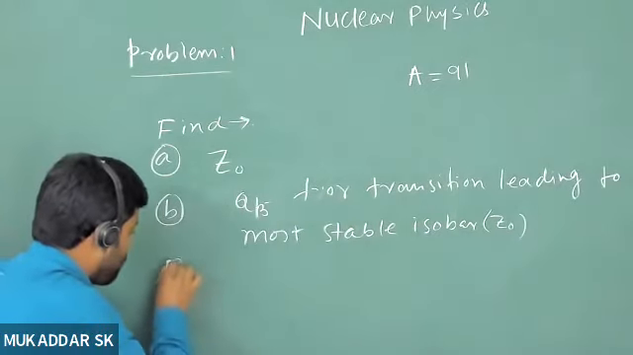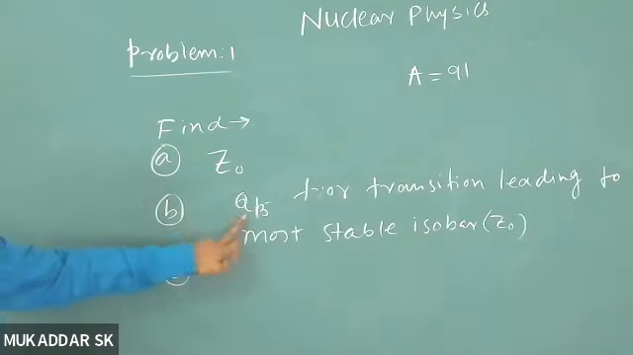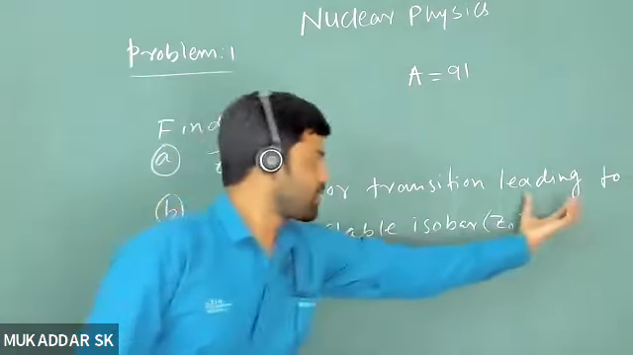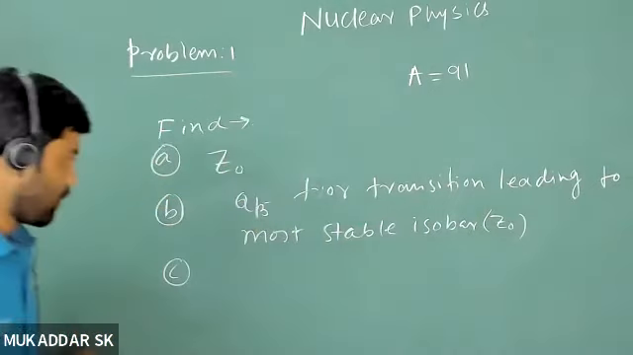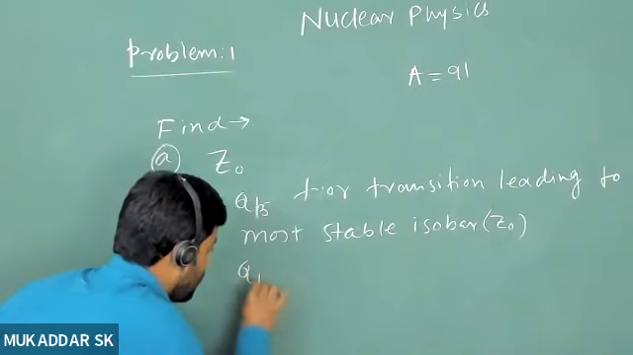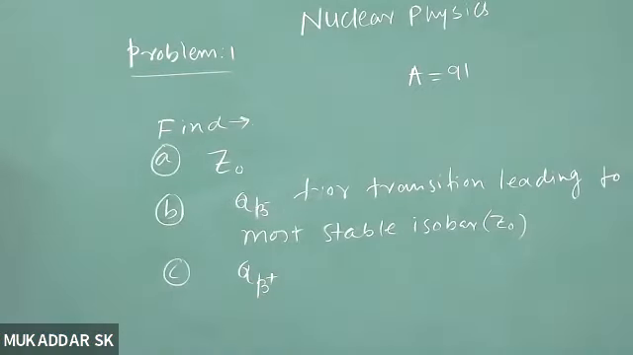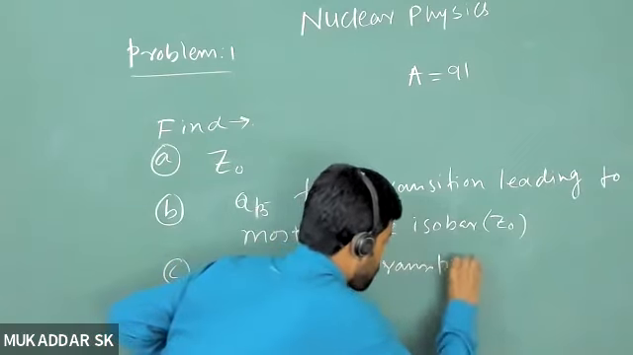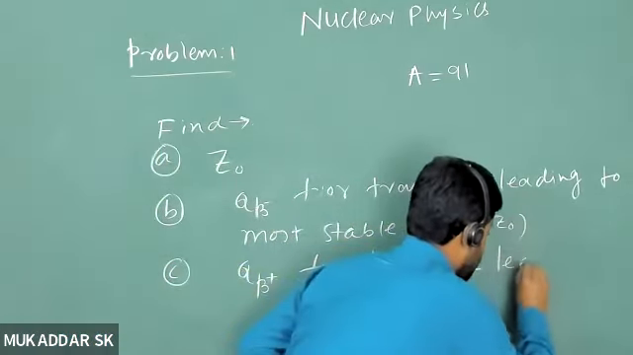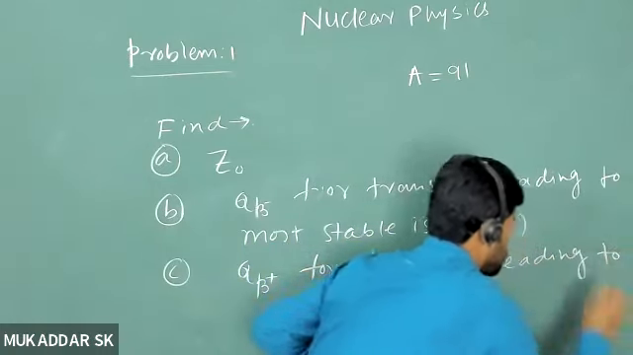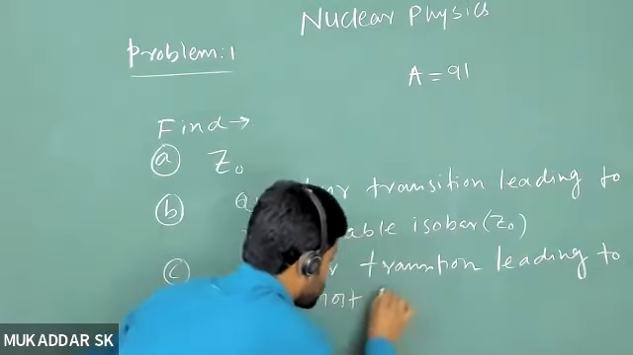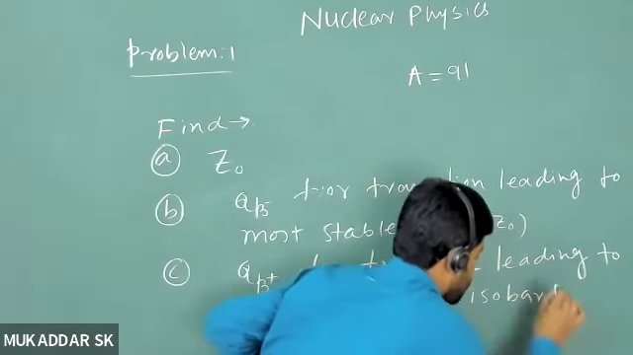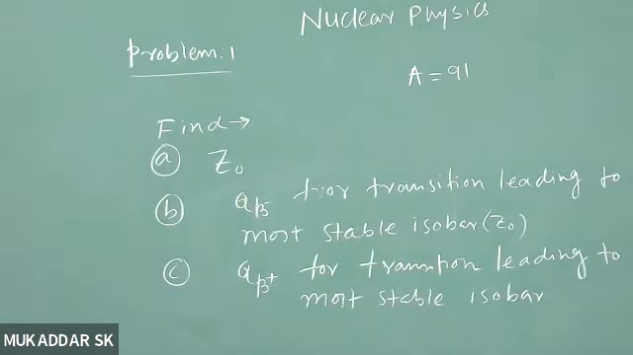In the C part you have to find the energy release in beta plus decay for the transition again leading to the most stable isobar. Please try to understand the meaning of this, leading to the most stable isobar. These are the three parts A, B, C.